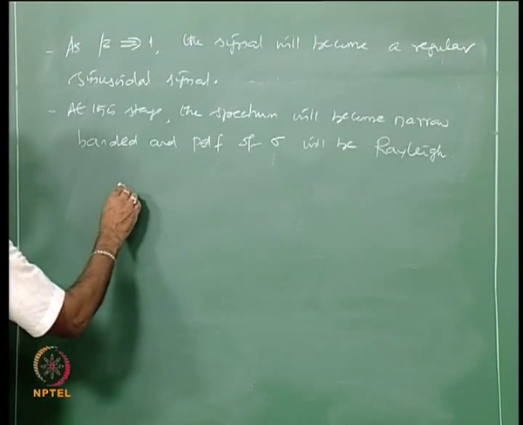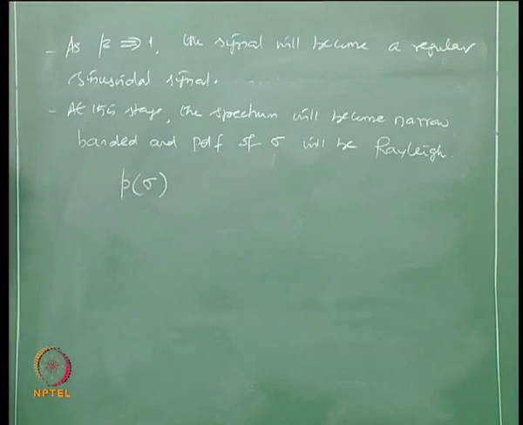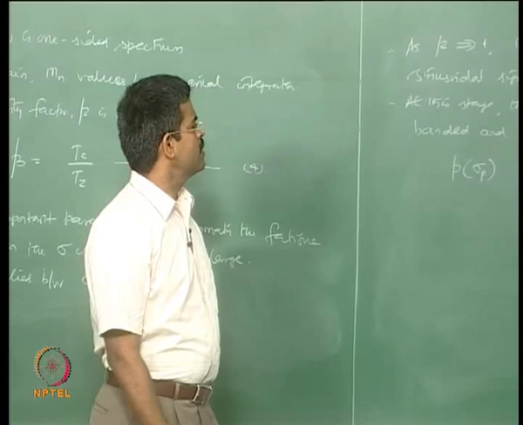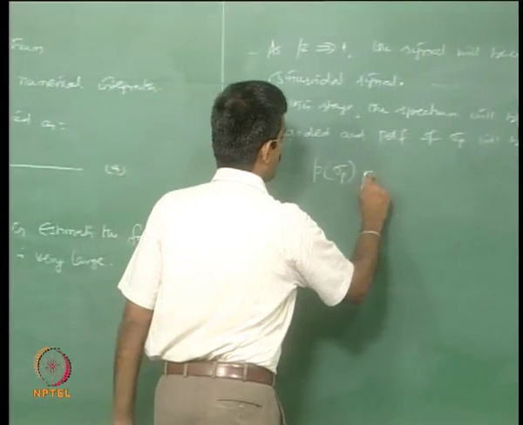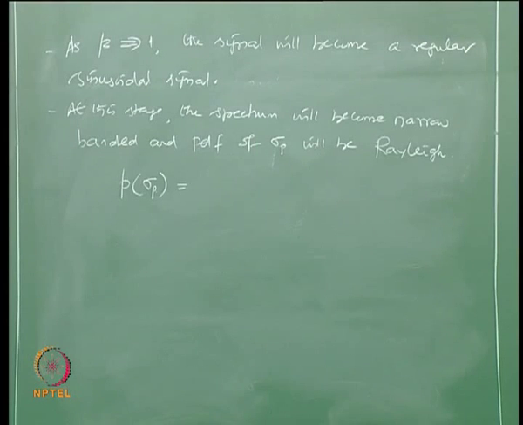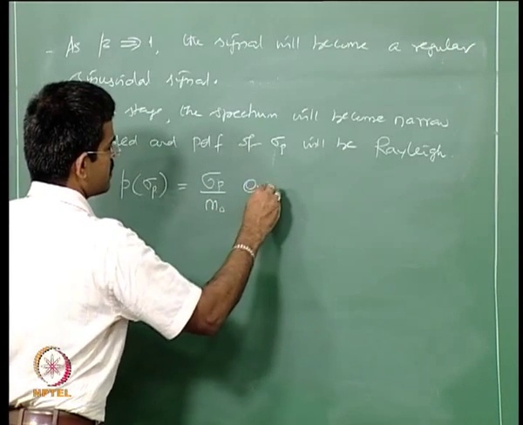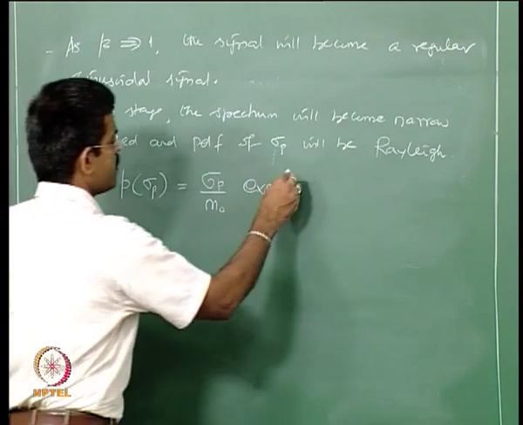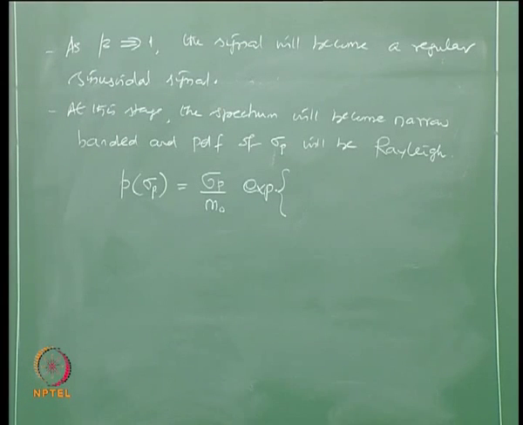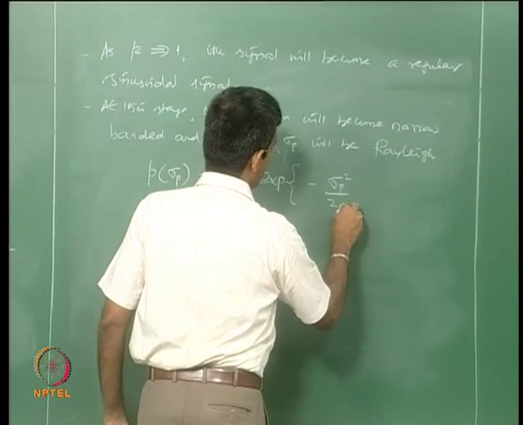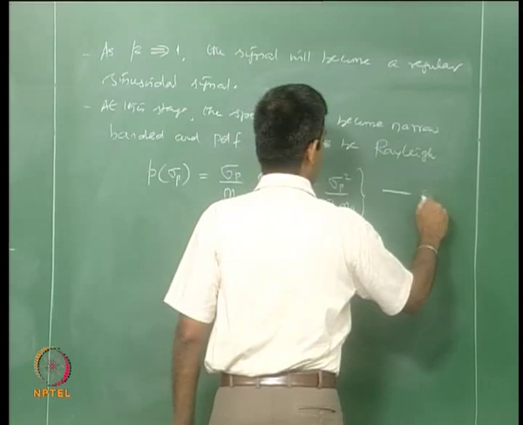So, I can write the probability distribution function of the stress range of the peak. I should say PDF of sigma p peaks, I am talking only about the peaks, is now a standard equation of Rayleigh distribution, which is sigma p by m naught exponential of minus sigma p square by 2 m naught, equation number 5.